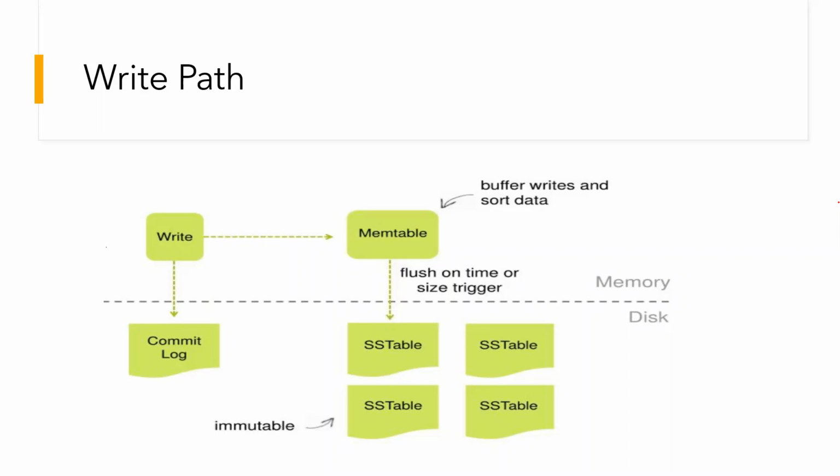So, to answer that question, Cassandra has nothing called rollback or anything. But if the defined consistency level for the write is not met, it will respond to the client saying the consistency level is not met and the write failed.